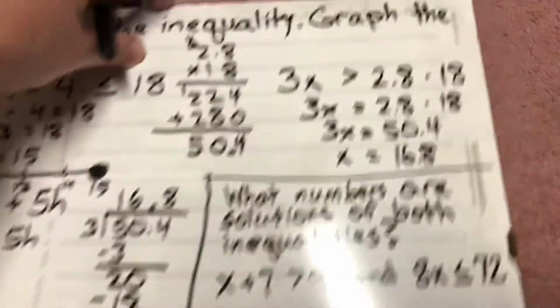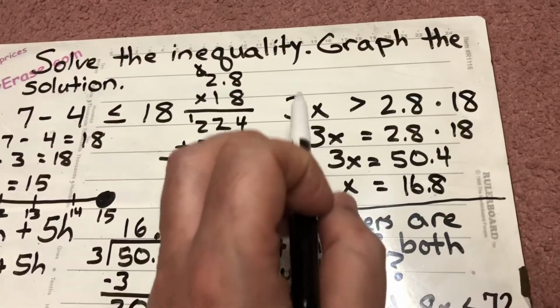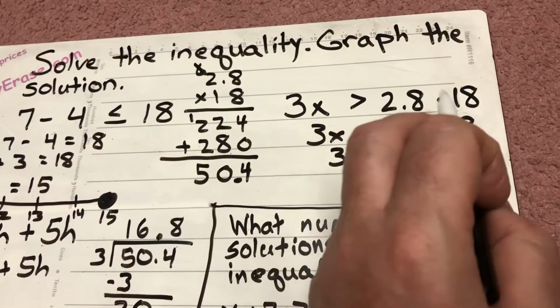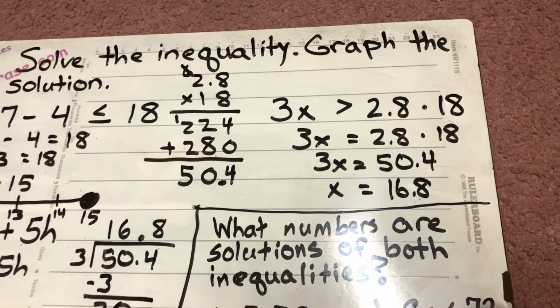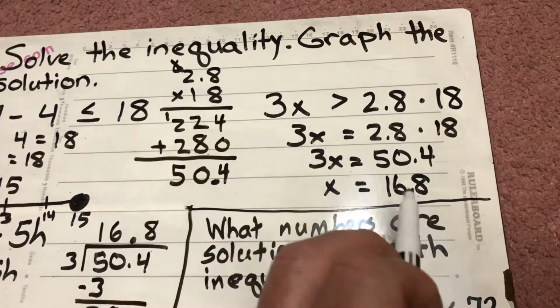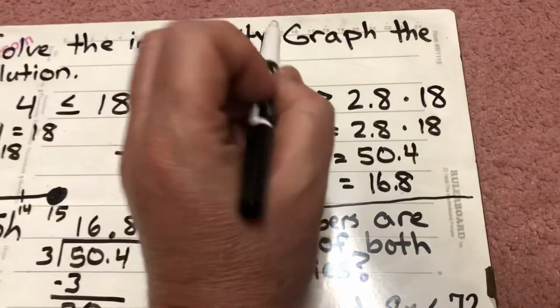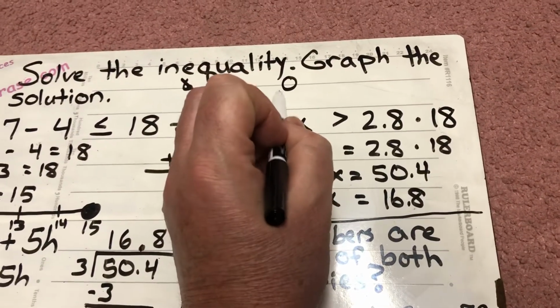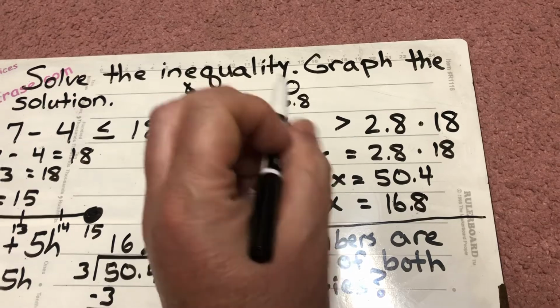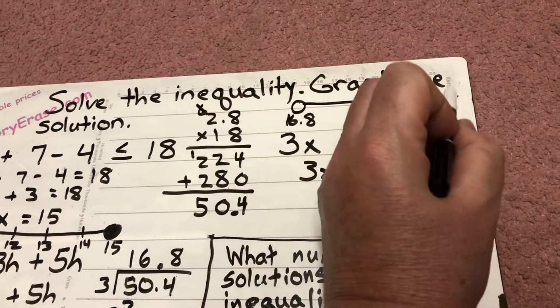Well, now I need to graph it. Now it says that 3x is greater than the product of 2 8/10 times 18. So I know that x is greater than 16.8. Not equal to, greater than. So it's going to be an unshaded circle that starts at 16.8, and it's going to move to the right.